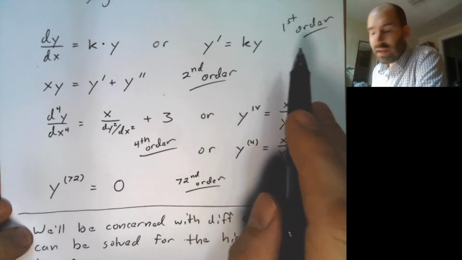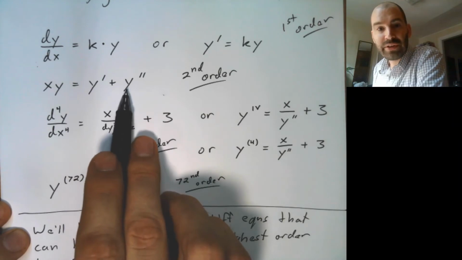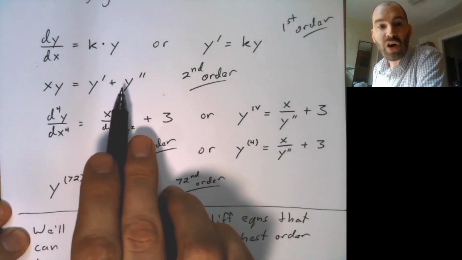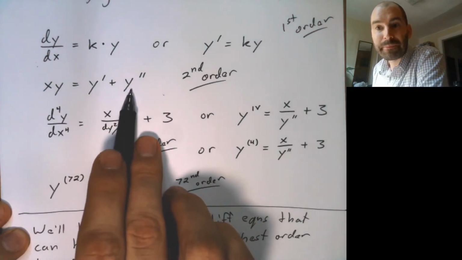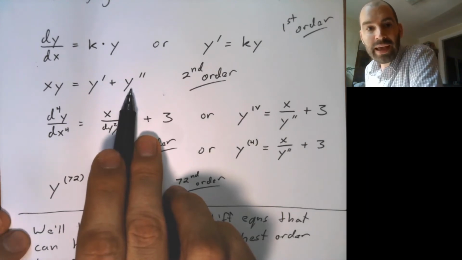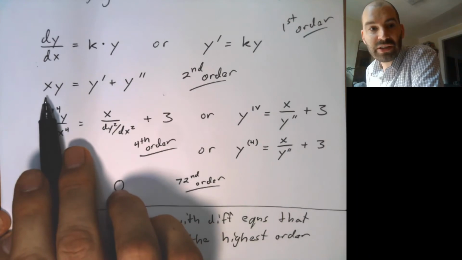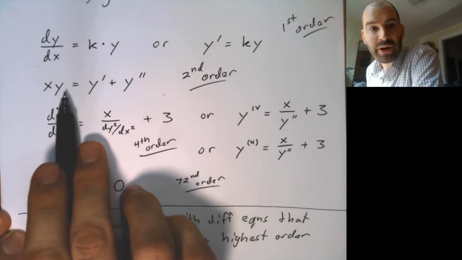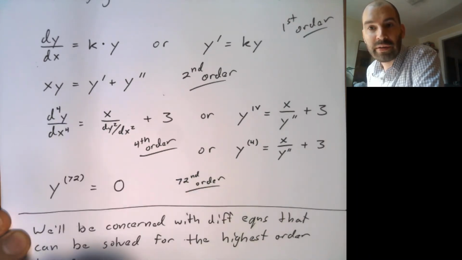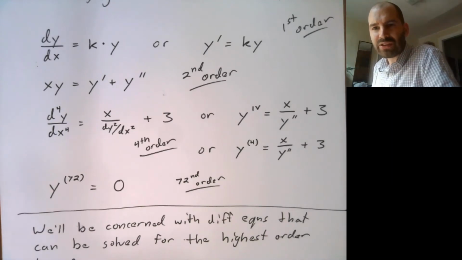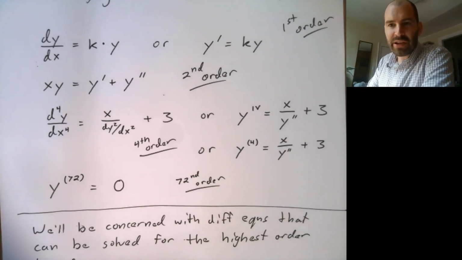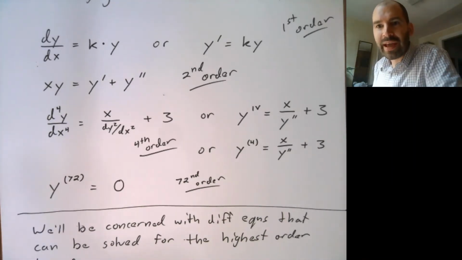Here we have a second order derivative, a second order differential equation. I could solve this for y double prime. And if I solve it for y double prime, what will be on the other side of the equal sign will depend on y prime, x, and y. So when we solve it for the highest order term, what's left over on the other side of the equal sign is all the lower order terms and x.